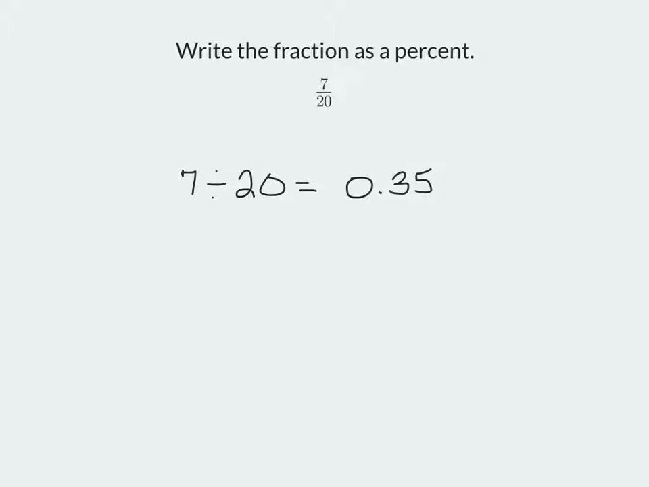Notice we have a decimal. Now we're going to multiply that decimal by 100 to get a percentage. 0.35 times 100 is 35%, so our answer is 35%.